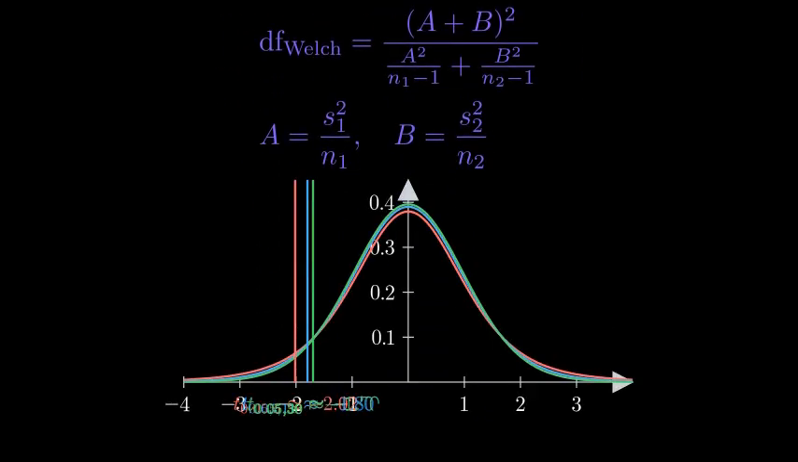Visually, smaller degrees of freedom give a heavier-tailed t-curve, and larger degrees of freedom move the curve closer to the normal curve. Watch how the critical value for 5% in the left tail shifts as the degrees of freedom increase.